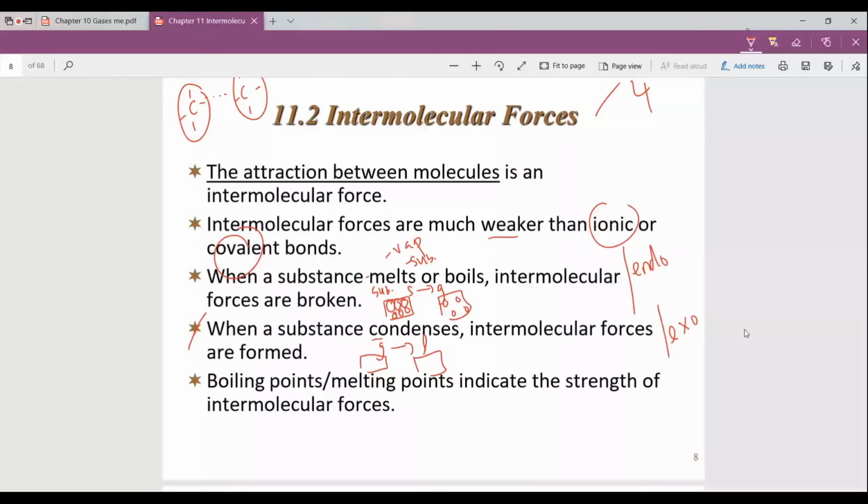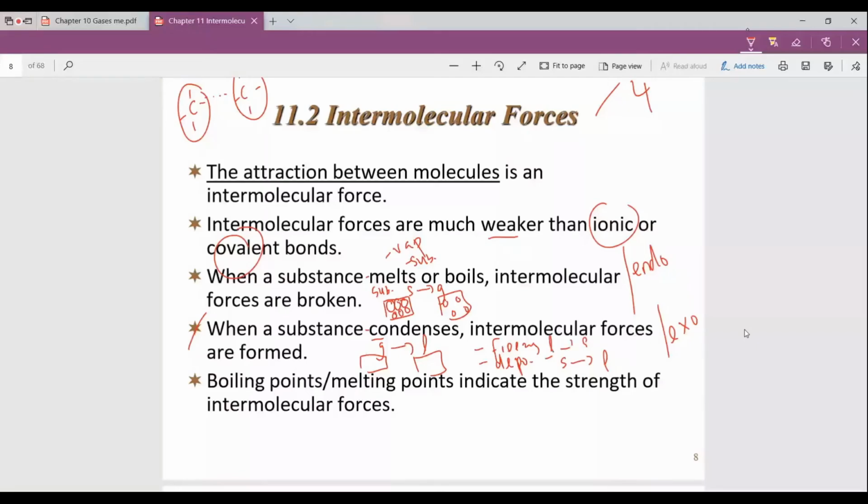Other than condense, there are other processes like freezing. This is melting, boiling, and freezing. Freezing is bond formation. Other than freezing, we have deposition. Deposition is from gas to solid. Freezing is liquid to solid. We freeze the water to form ice.